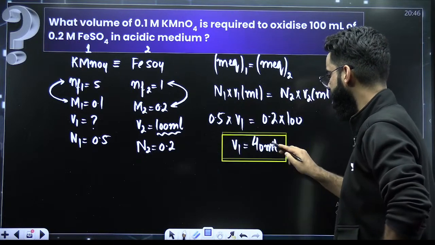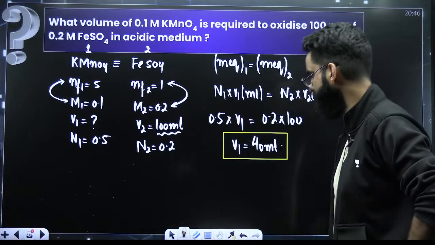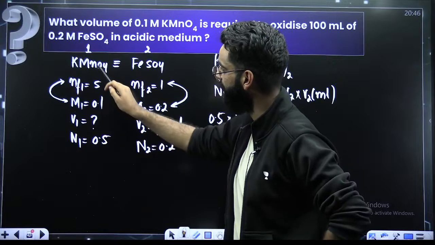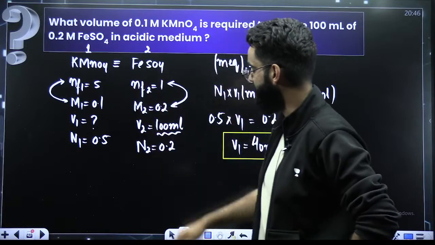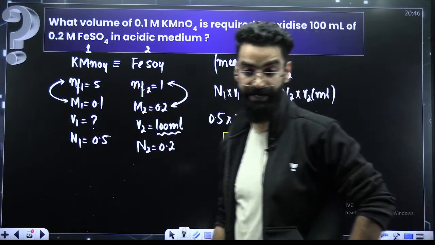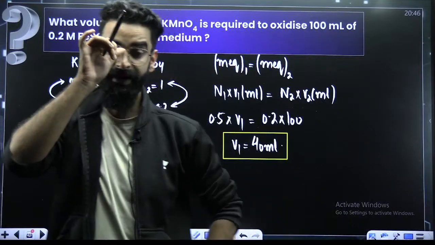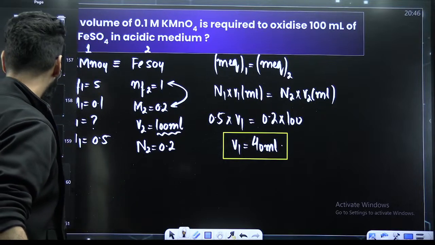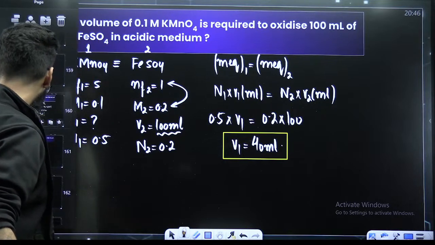So I would say 40 ml of 0.1 molar KMnO4 is required to oxidize 100 ml of 0.2 molar FeSO4 in acidic medium. I hope I'm clear with this. This was type 1. Let's move on to one more type of the question.